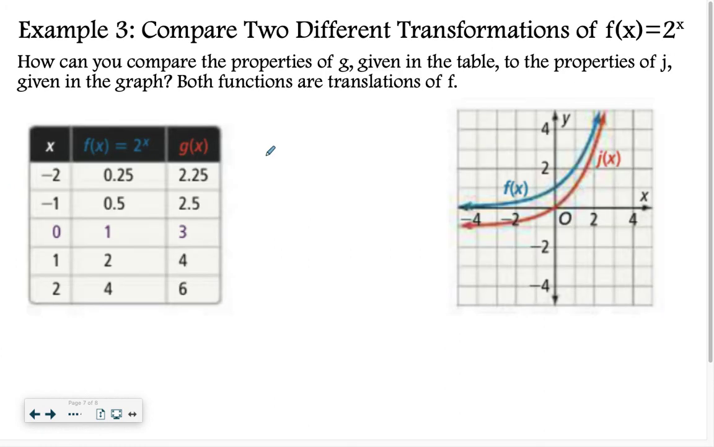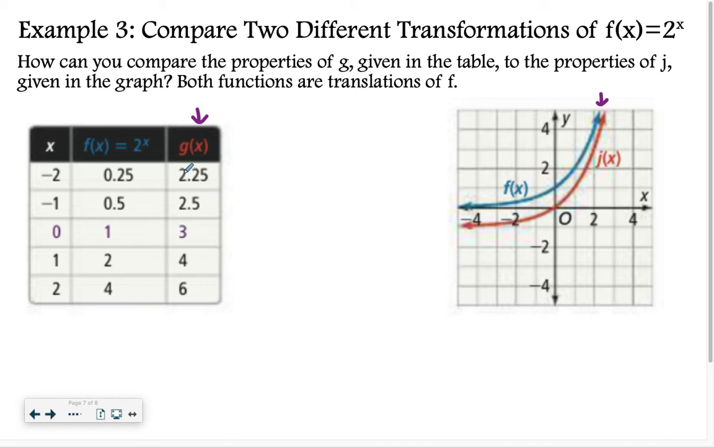All right, now let's compare two different transformations to the parent function, f of x equals 2 to the x power. So we have two different functions. We have the one in the table, and then we also have the one in the graph. So let's start with the one in the table, g of x. And let's figure out what's different between f of x and g of x. If we look, f of x had 0.25, g of x was 2.25, and then we had 0.5, 2.5, 1, 3, 2, 4, 4, 6.